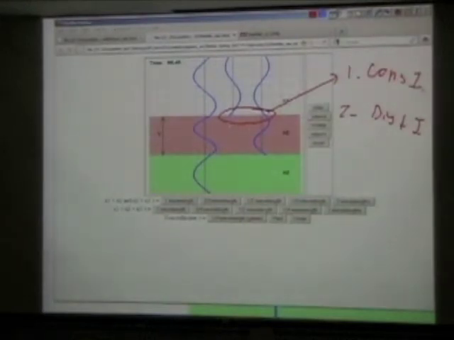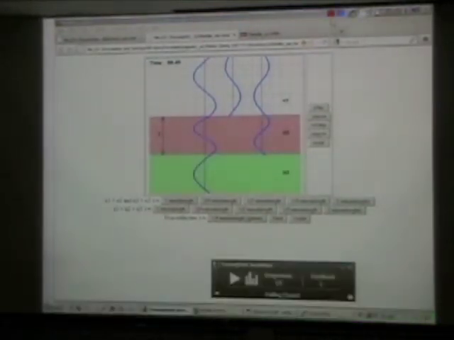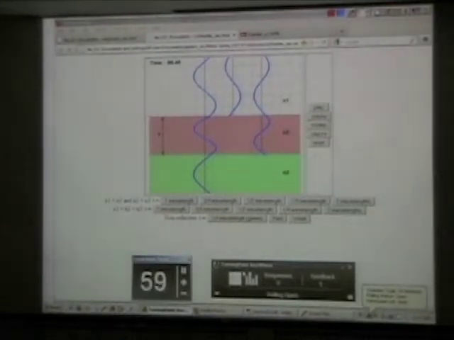So here, if you look at this situation, what do you think is happening? Constructive interference or destructive interference? Please make up your mind, because I'm going to erase this just in case. So 1 or 2. And now, please enter your answer.